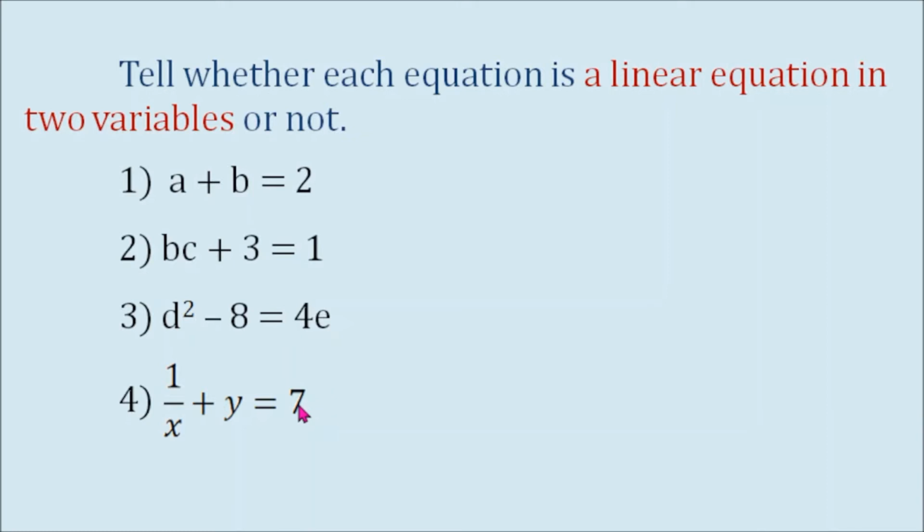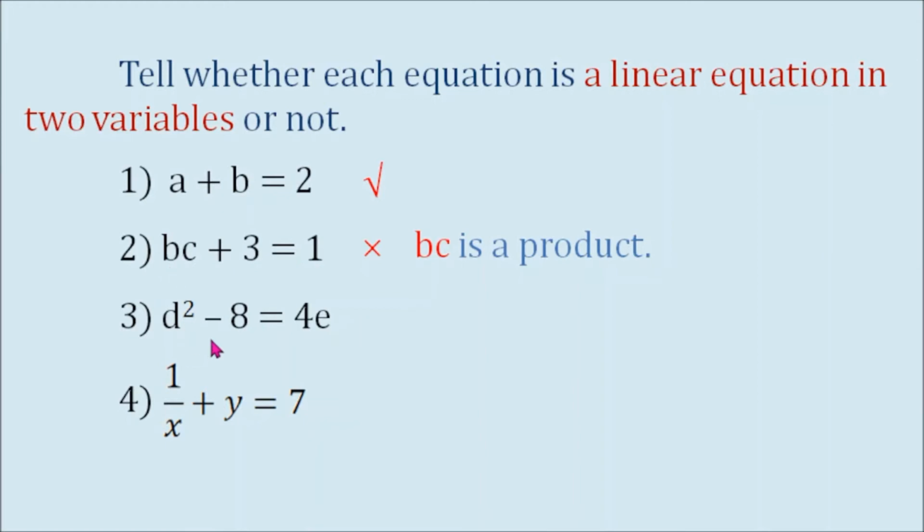Let's look at number 1. A plus B equals 2. Is it a linear equation in 2 variables? Yes, it is. How about number 2? BC plus 3 equals 1. No, it's not. Why? BC is a product. It can be read as B times C plus 3 equals 1. So we cannot have 2 variables in one term.